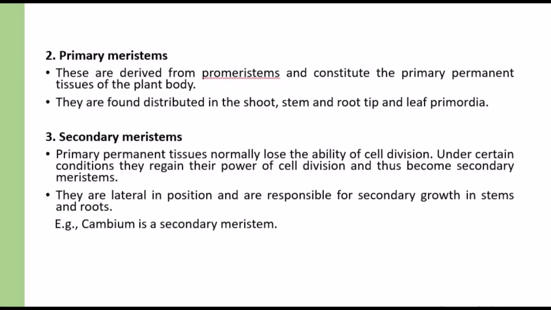The primary meristems, as told earlier, are derived from the promeristems and constitute the primary permanent tissues of the plant body. The primary permanent tissues being the parenchyma cells, chlorenchyma cells, etc. They are found distributed in the shoot, stem, root tip, and leaf primordia. The primary meristems, after growing for a sufficient period of time, may lose their ability for cell division. Under certain conditions, they may regain their power of cell division and thus become secondary meristems. The secondary meristems are lateral in position and are responsible for giving rise to secondary tissues. One best example is cambium, which is a secondary meristem.